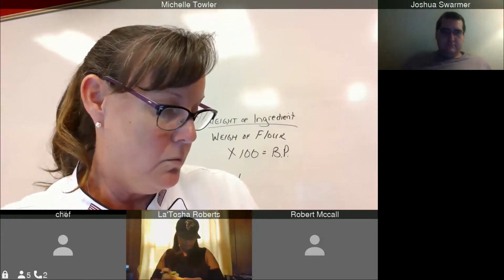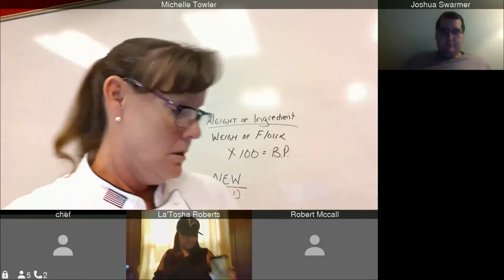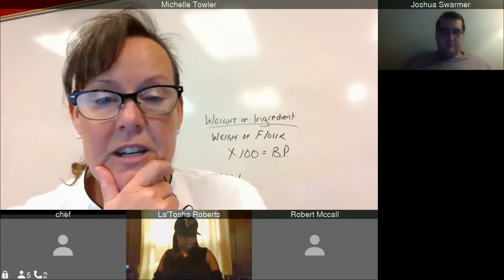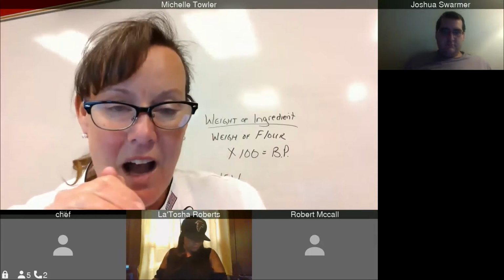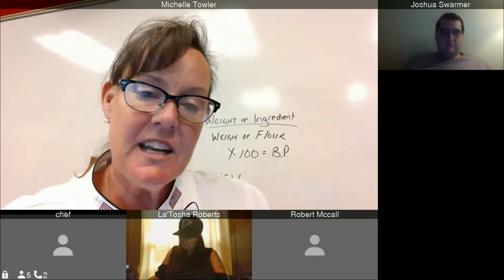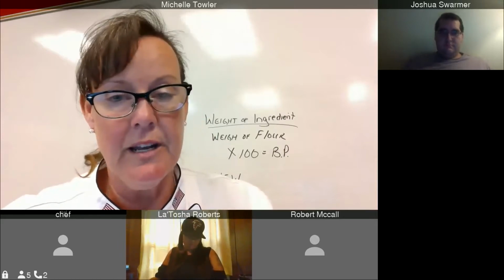So, 48 divided by 20. Yep, 2.4. So you're going to take each ingredient line and multiply that by 2.4. That's going to increase all of your ingredients.